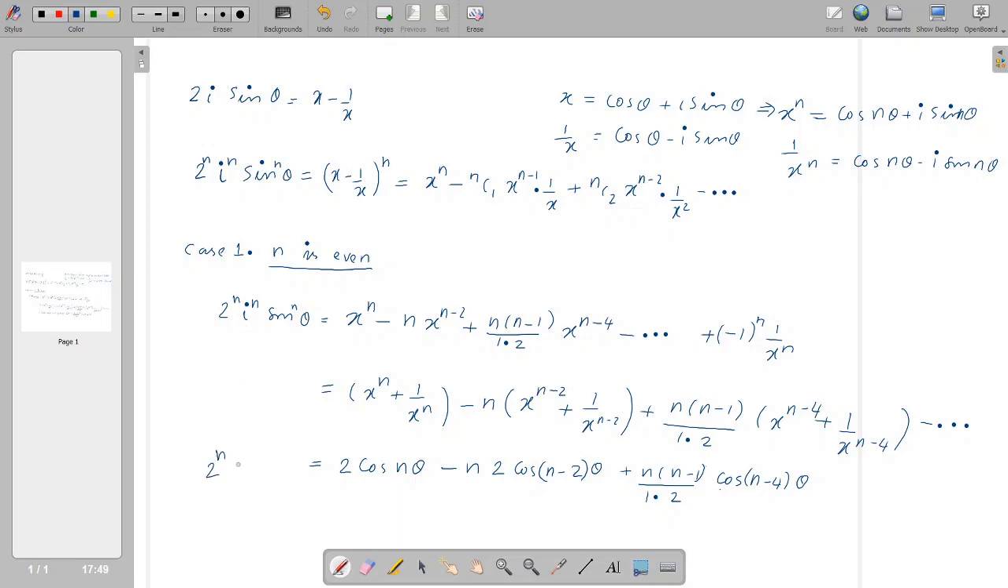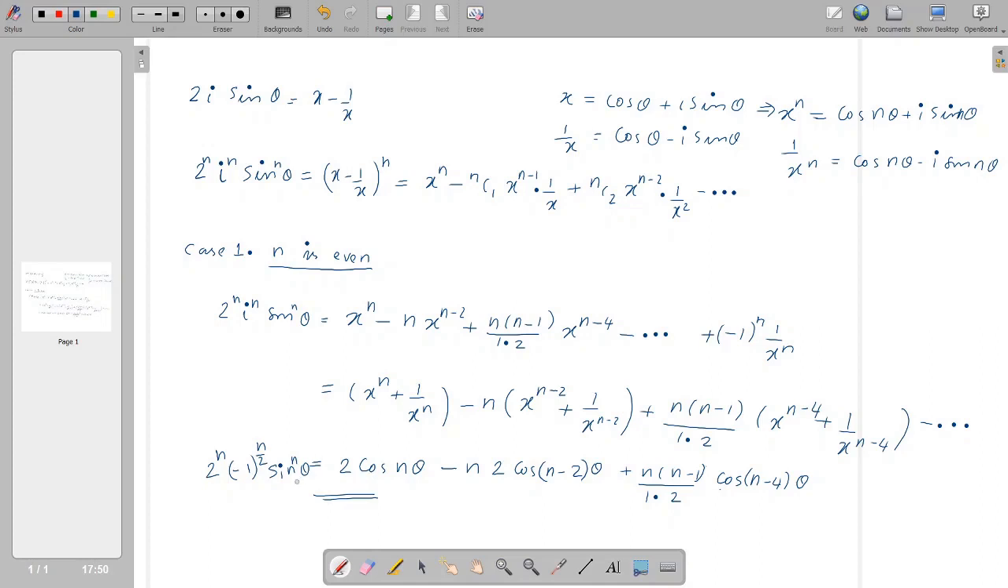i raised to n can be written as minus 1 raised to n by 2, because i is root of minus 1. Root of minus 1 is minus 1 raised to 1 by 2. Whole raised to n, that will be minus 1 raised to n by 2, and this will be sine raised to n theta. So from this you can get an expression for sine raised to n theta by transposing these terms to the right, by dividing with 2 raised to n and to multiply with this minus 1 whole raised to n by 2 again.